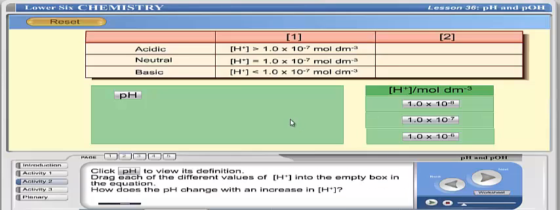Click pH button to view its definition. Drag each of the different values of concentration of H+ ions into the empty box in the equation. How does the pH change with an increase in concentration of H+ ions?